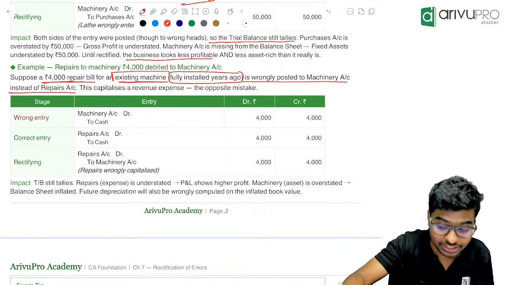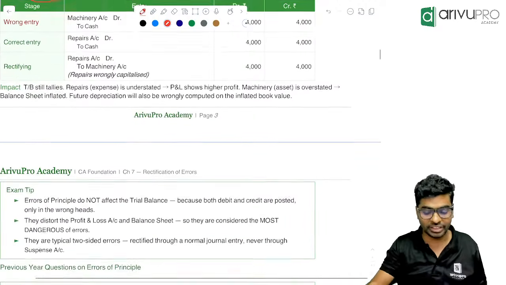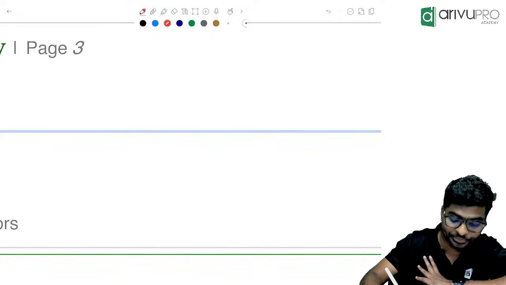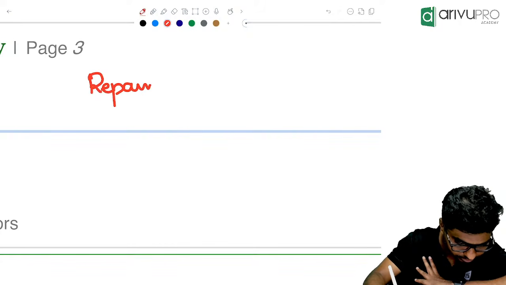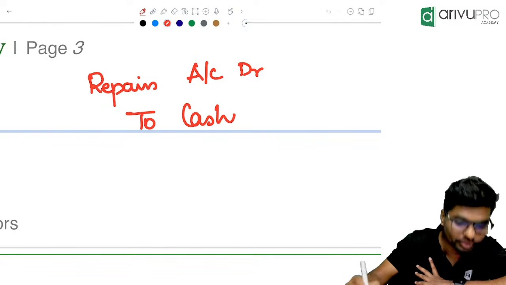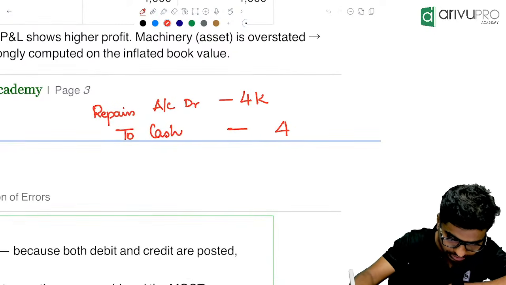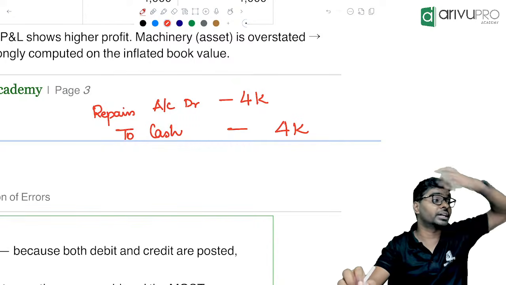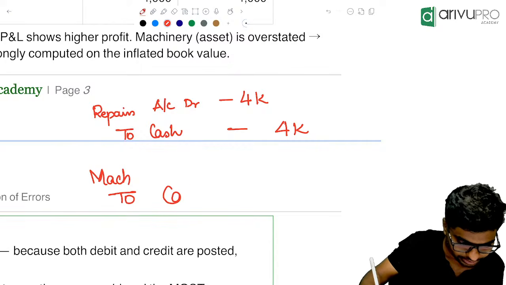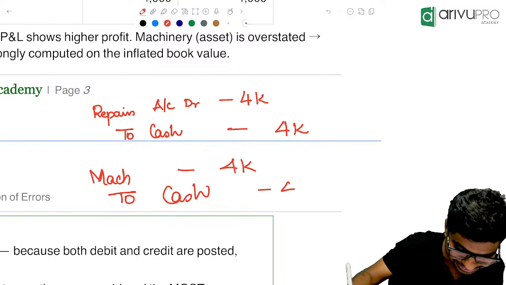Now, what is he saying? He is posting to machinery instead of repairs. So, he should have written the journal entry as: what is the journal entry for repairs? Repairs account debited to cash. What is the amount? 4,000. Instead, he posted it as what? Machinery to cash. What was the amount? 4,000.